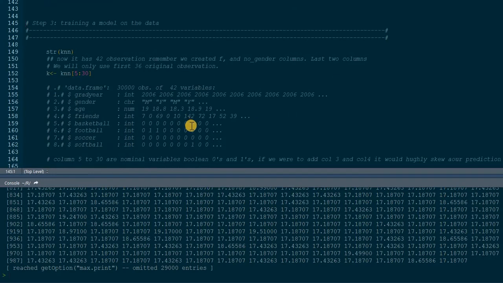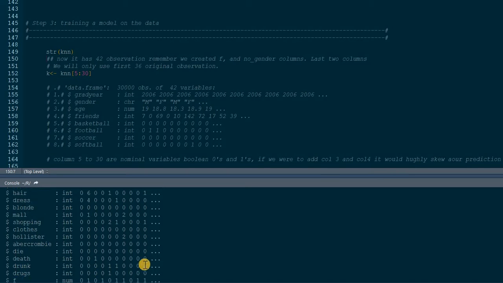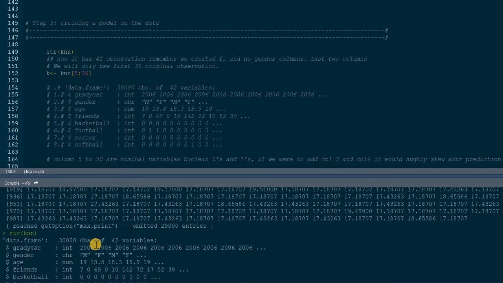Now this is the main part of our K-means clustering. So let's have a look at our structure. You must have noticed now that we've added two columns. One is called F, female. One is called no gender. So before, remember, we had about 40 observations. Now it's got 42. You can see 42 variables, and 30,000 observations.